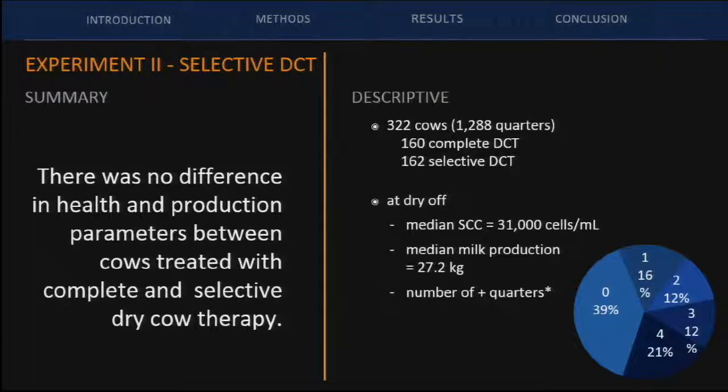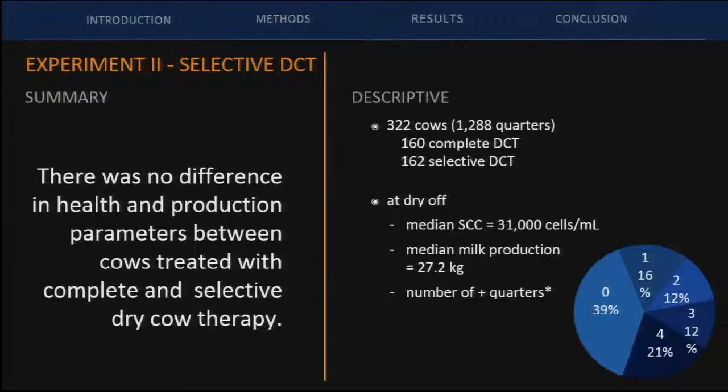So by using that randomized control trial, we really wanted to have a good impression of what was happening in that situation. The result we obtained in this experiment was that there was no difference in health and production parameters between cows treated with complete dry cow therapy and selective dry cow therapy using MLD. This research was done on 322 cows, in almost equal groups, and at dry off, the median somatic cell counts were 31,000 cells per ml, and the production was 27 kilograms.